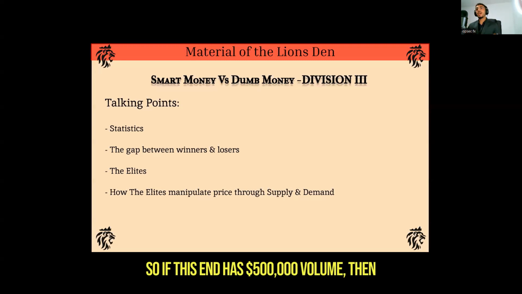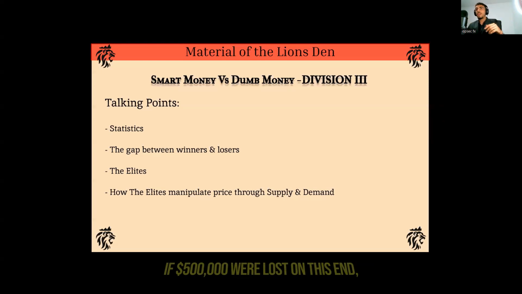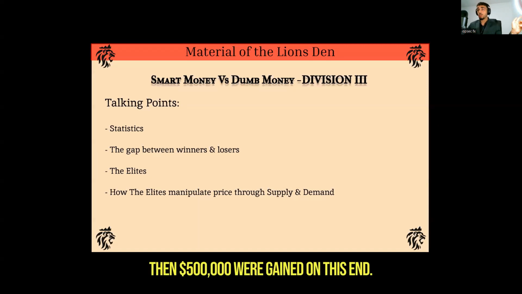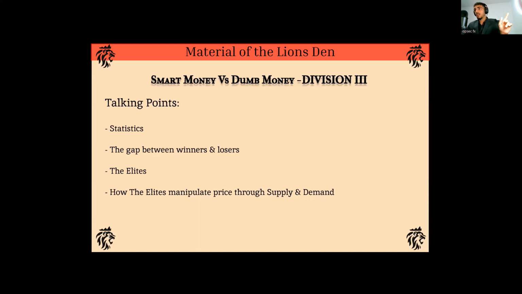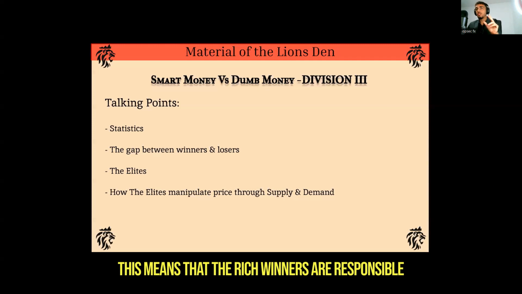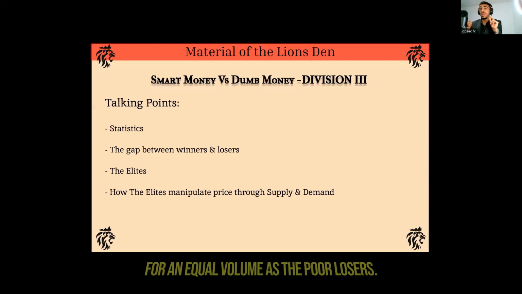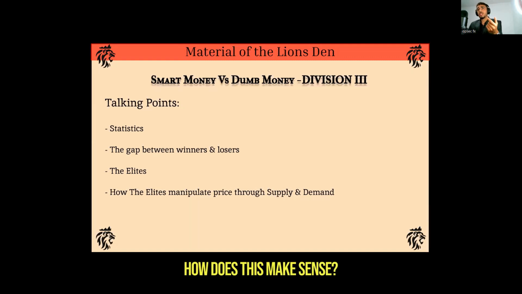So if this end has $500,000 volume, then this end is going to have $500,000 volume. If $500,000 were lost on this end, then $500,000 were gained on this end. This means that the rich winners are responsible for an equal volume as the poor losers. How does this make sense?